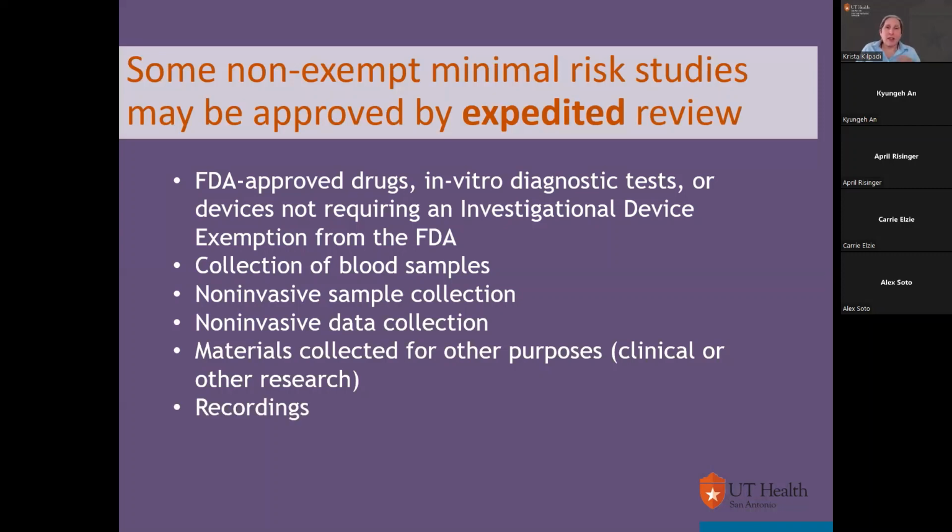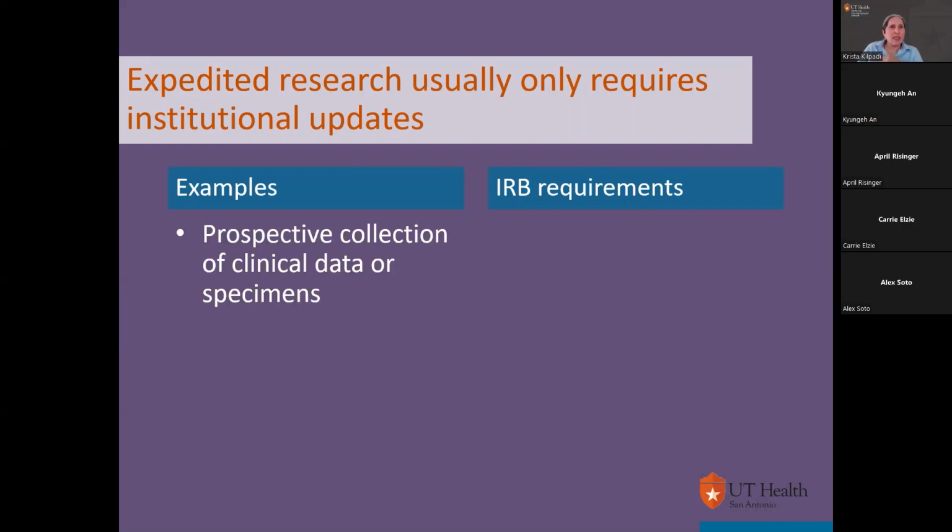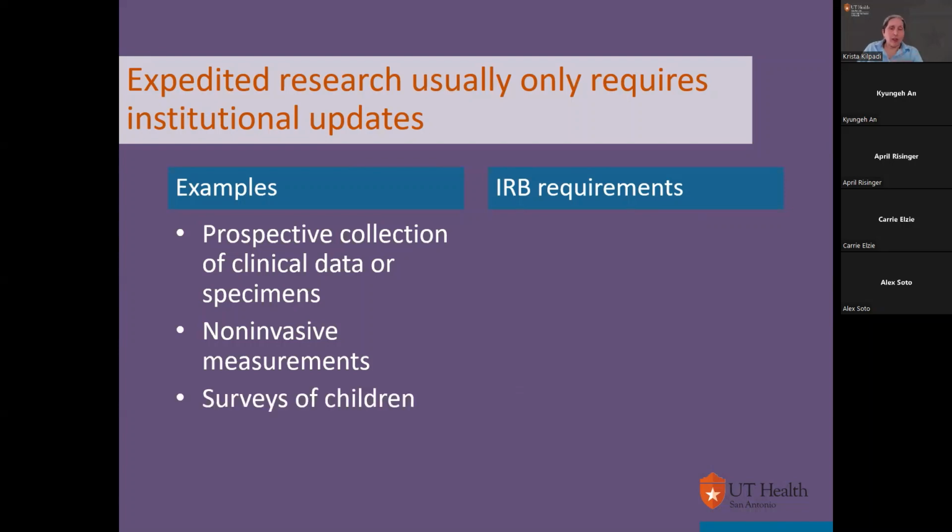Then we have recordings, either video recordings or audio recordings, and surveys, interviews, or program evaluation can also be under expedited review, depending on what they involve, if they don't already qualify for exempt review. And so your expedited research studies usually only require institutional updates and not IRB reapproval reports, yearly annual reports. Examples of these are going to be things like prospective collection of clinical data or specimens, as long as it's, again, minimal risk. Non-invasive measurements and surveys of children fall under this category.